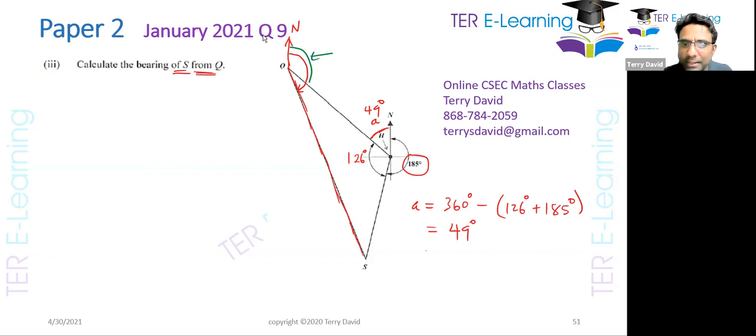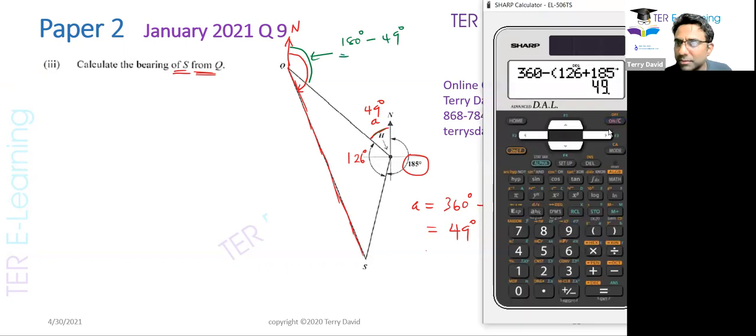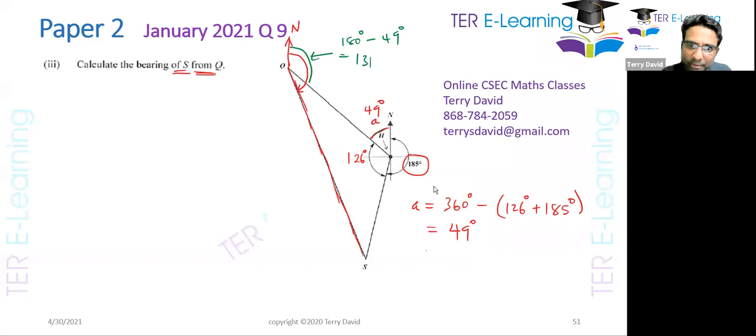That green angle and this angle A, they are what we call co-interior angles. What that means is that when I add them up, I should get 180, right? So therefore, to get the green angle, it's going to be 180 degrees minus 49 degrees. So 180 minus 49 degrees is equal to 131. So this angle here is 131 degrees.